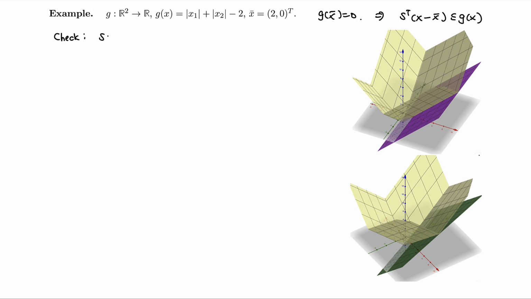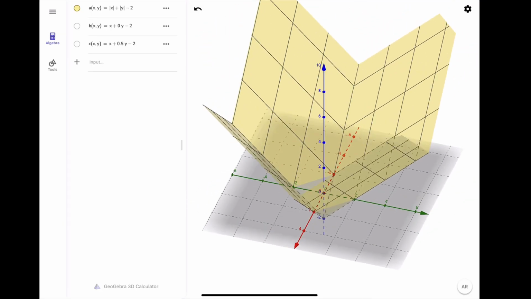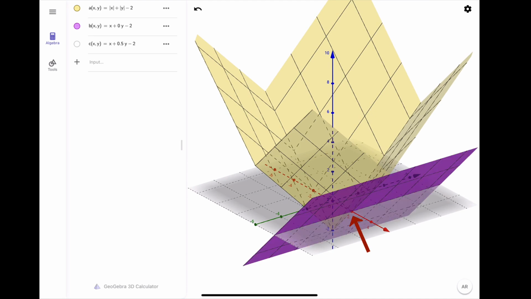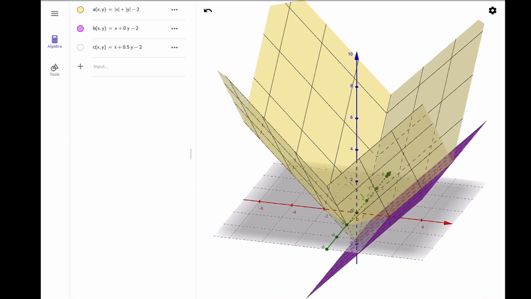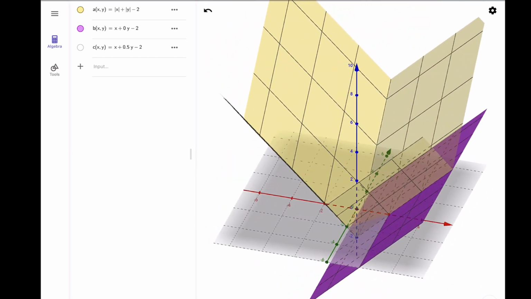You can check that s equals (1, 0) is a subgradient, and we can calculate the left-hand side, s transpose (x minus x bar), which is this expression here, which is equal to x1 minus 2. We can illustrate this example here. This is what g of x looks like, and here is the point (2, 0). And this is the function that we just calculated, x1 minus 2. We see that it does touch g at the point (2, 0), and g is above this plane.